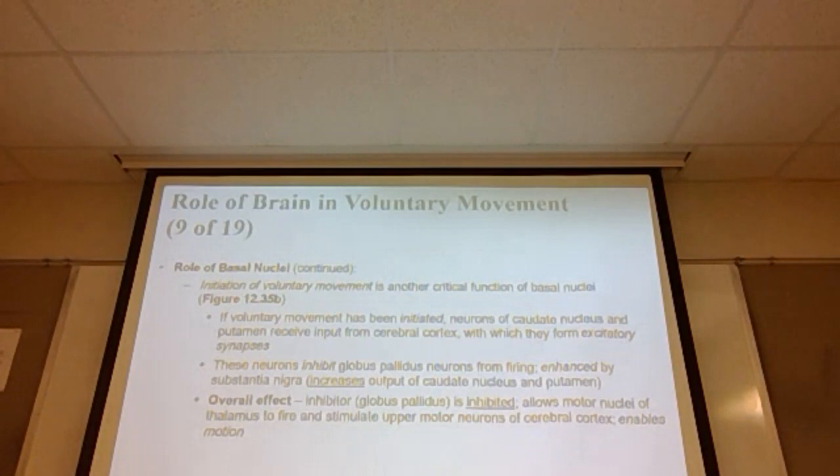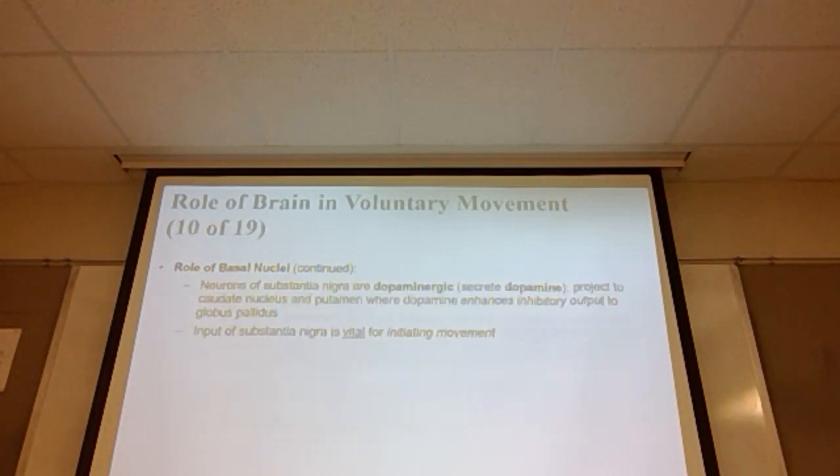Initiation of voluntary movement is critical. If a voluntary movement has been initiated, the neurons of the caudate nucleus and the putamen receive input from the cerebral cortex, with which they have excitatory synapses. These neurons inhibit the globus pallidus neurons from firing, which is enhanced by the substantia nigra, which increases the output of the caudate nucleus and the putamen. The overall effect is that the inhibitor is inhibited, which allows the motor nucleus of the thalamus to fire and stimulate upper motor neurons, which enables motion.